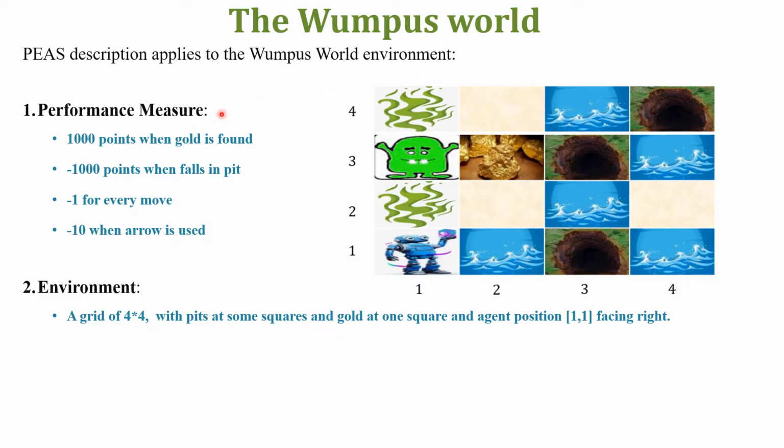Performance measure. When the gold is found, the agent scores 1000 points. When it falls in the pit, it scores minus 1000 points. For every move, it costs minus 1. And when the arrow is used, it costs minus 10. Then environment. It's a grid of 4x4 with pits at some squares and gold at one square, and the agent position is 1, 1.